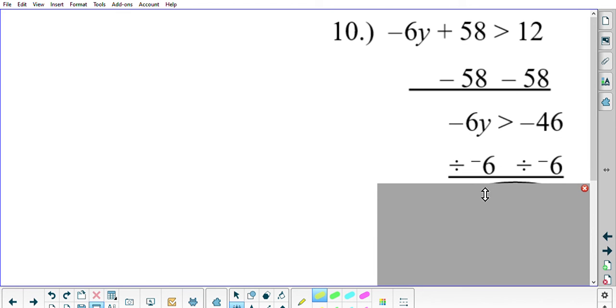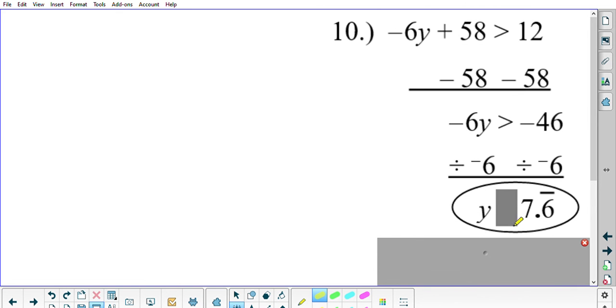But dividing by a negative on both sides, which is what we're doing, that will make the inequality symbol switch direction. Did you remember to do that when you divided by -6? If not, fix it. Hit pause if you have to.